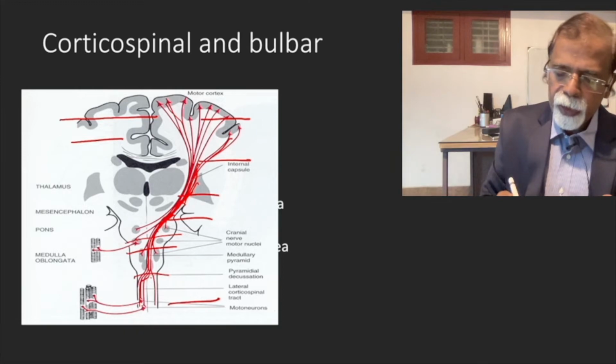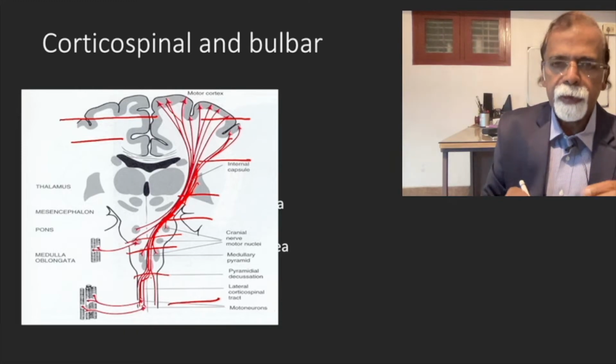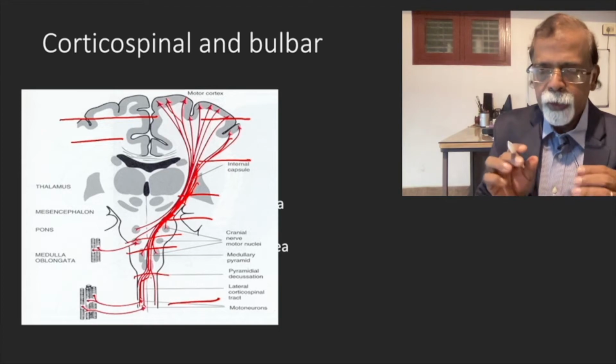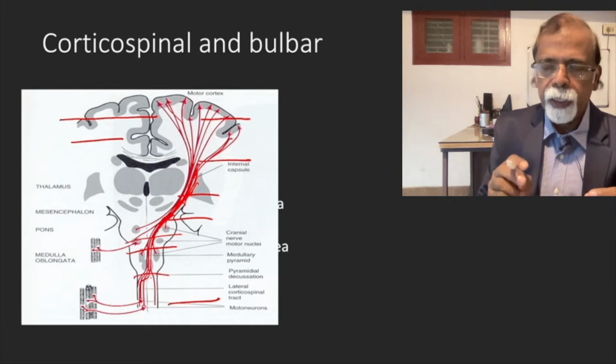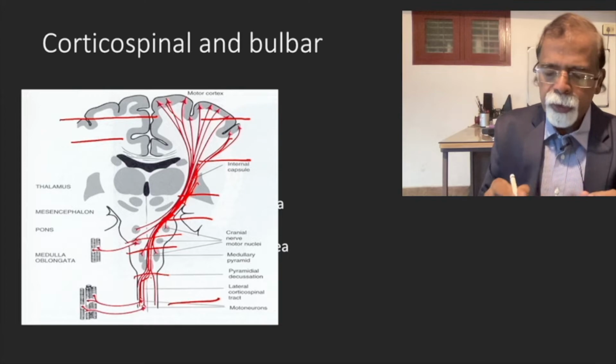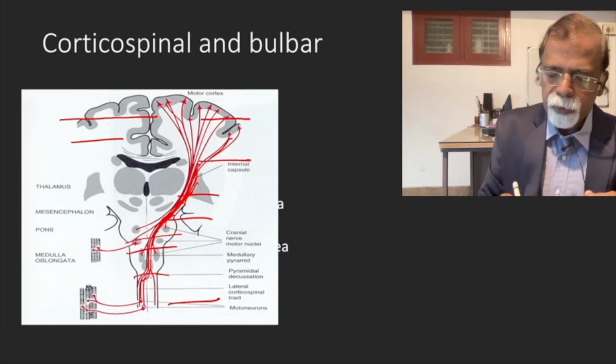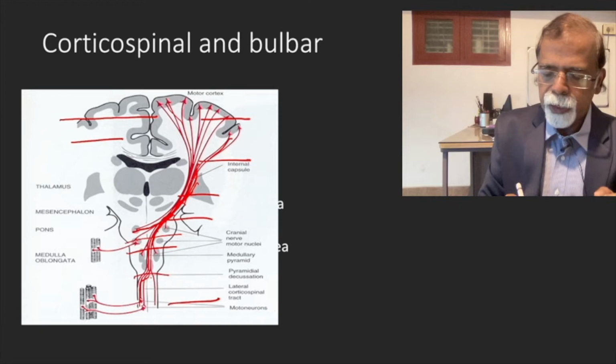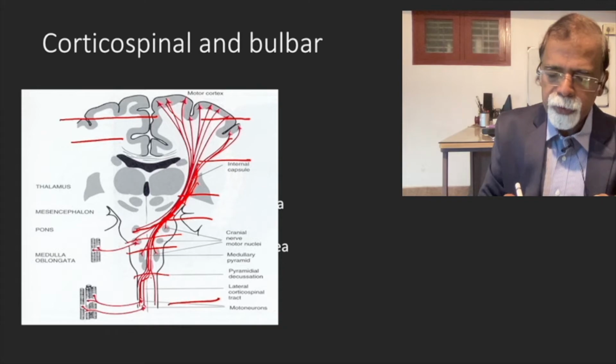And you should remember that there are motor cranial nerves. The motor cranial nerves are equivalent to the spinal anterior horn cell neurons. So this corticospinal pathway gives impulses to the cranial nerve nuclei. So here you can see in the midbrain, the cranial nerve nuclei for the external ocular muscles, 3, 4, 6, and again in the pons it gives motor supply to the 5th nerve, the 7th nerve, and in the medulla 9, 10, 11 and 12.